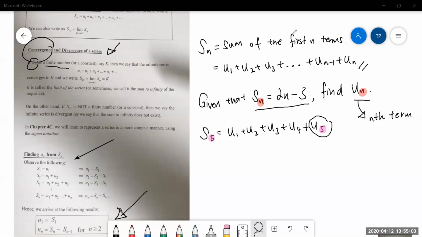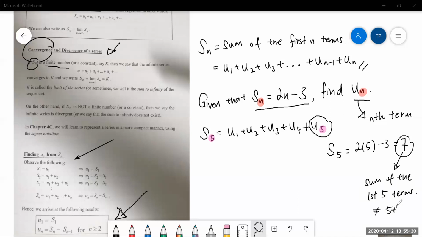2n minus 3. Why? If you just substitute n with 5, you're going to get 2 times 5 minus 3, which will get us 7. But what does this 7 represent? It's the sum of the first 5 terms. It is not equal to the 5th term.